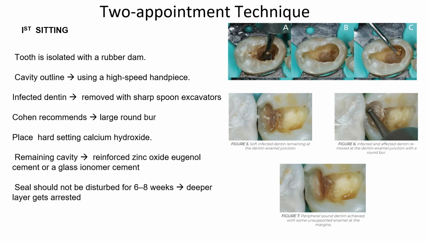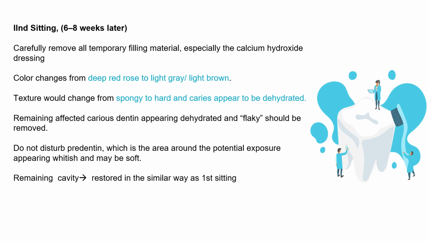After the complete removal of the infected dentin, we place a hard setting calcium hydroxide over it, and the remaining cavity is reinforced with zinc oxide eugenol or GIC. This seal should not be disturbed for a period of 6 to 8 weeks so that the deep layer gets arrested. After 6 to 8 weeks, that is in the second sitting, we carefully remove all the temporary filling, especially the calcium hydroxide dressing. We can observe that the color changes from deep red rose to a light green, and there will be a change in texture from spongy to hard, and the caries dentin will appear dehydrated and flaky.